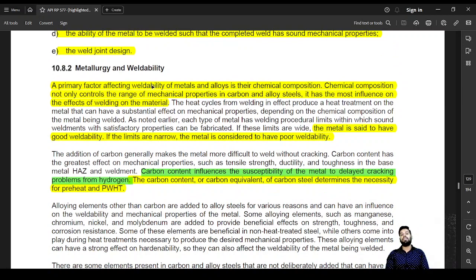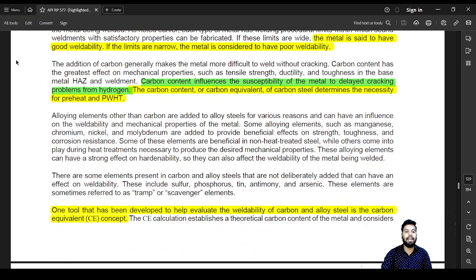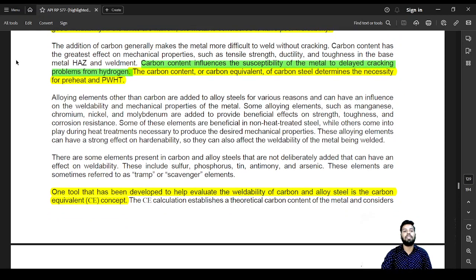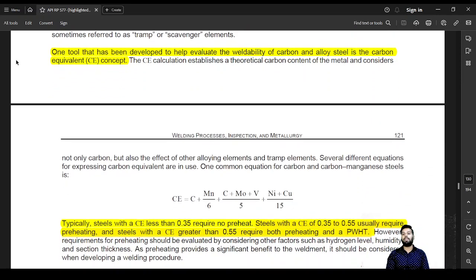The primary factor affecting the weldability of materials and alloys is their chemical composition. The chemical composition not only controls the range of mechanical properties in carbon and alloy steel, it has the most influence on the effects of welding on the material. The metal is said to have good weldability if the limits are narrow, otherwise the metal is considered to have poor weldability. Carbon content influences the susceptibility of the metal to delayed cracking and problems from hydrogen. The carbon content or carbon equivalent of the carbon steel determines the necessity for preheat and post-weld treatment. So the one tool that is developed to evaluate weldability of carbon and alloy steel is the carbon equivalent concept.